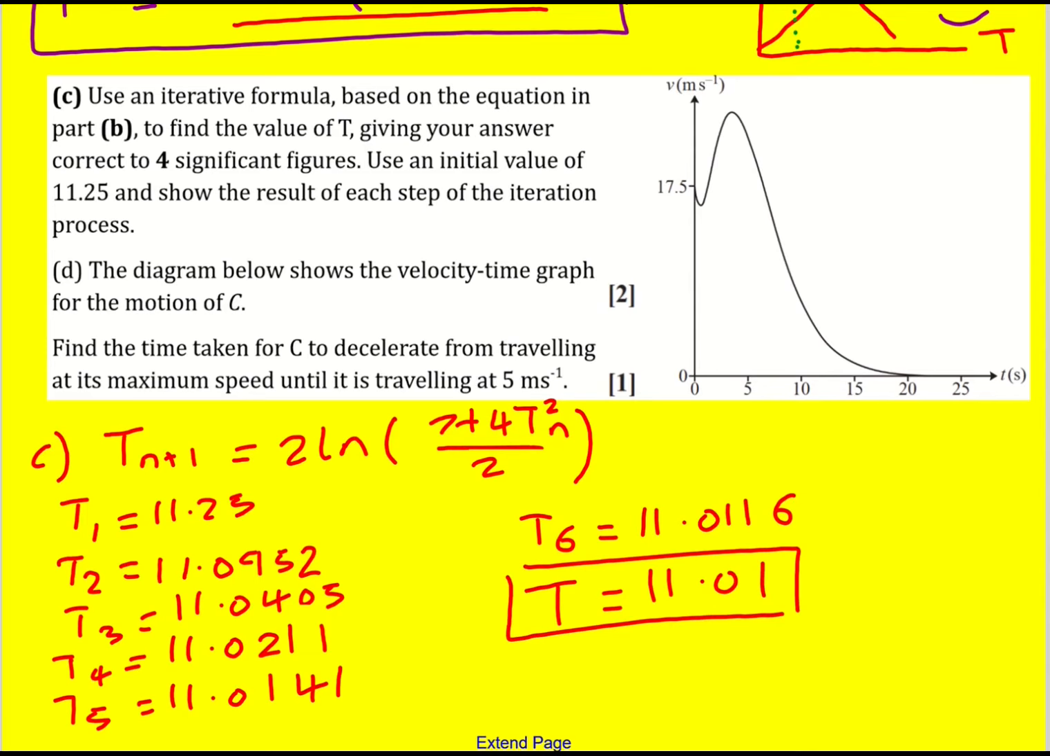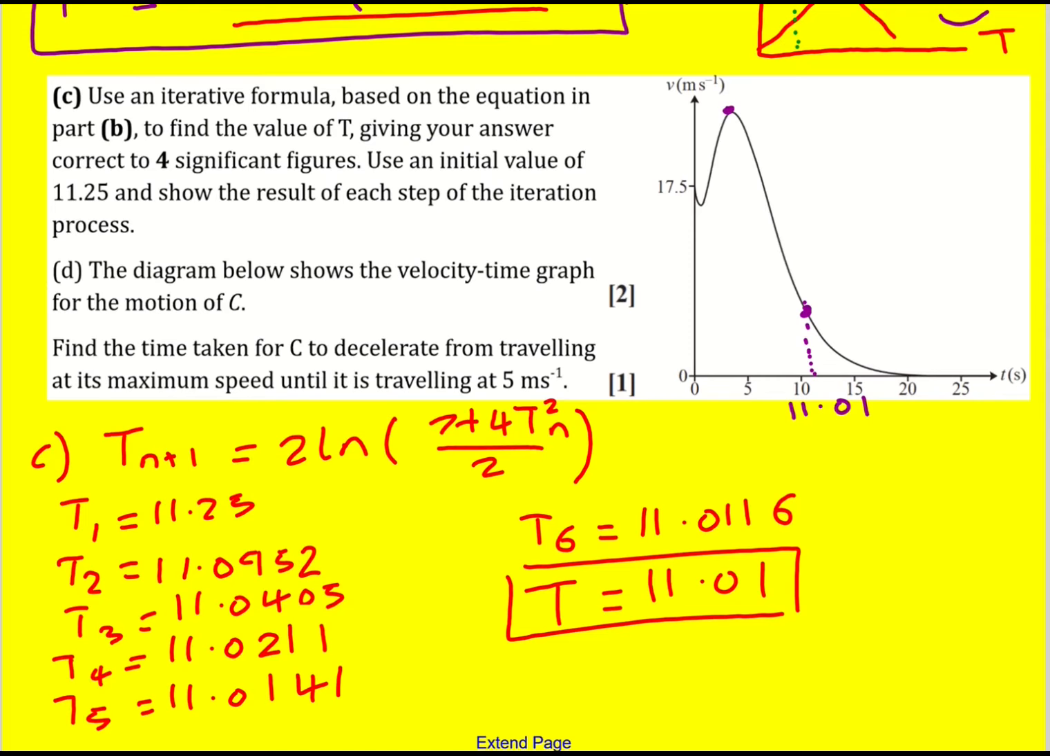Finally, we're actually given the velocity time graph, and we're asked to find the time taken for c to decelerate from traveling at its maximum speed here to when it's traveling at 5 meters per second, around about here. Remember, we've just worked that one out, 11.01. I'm not going to worry about using a full figure because I'm going to give my final answer to 3 significant figures for this next bit.